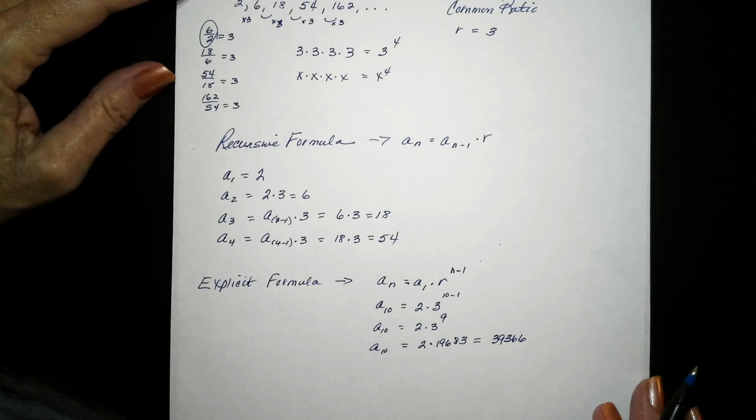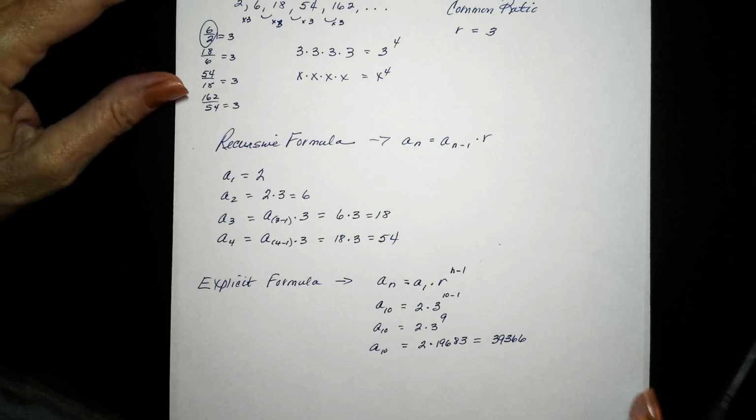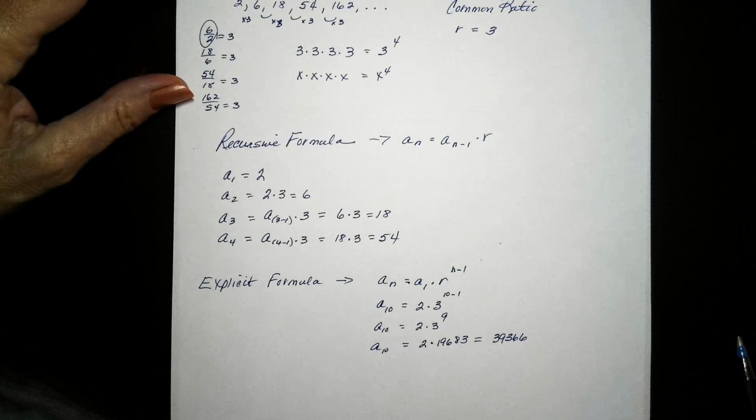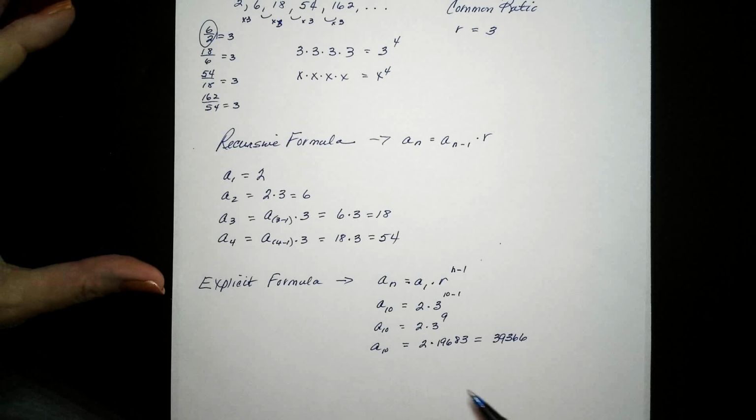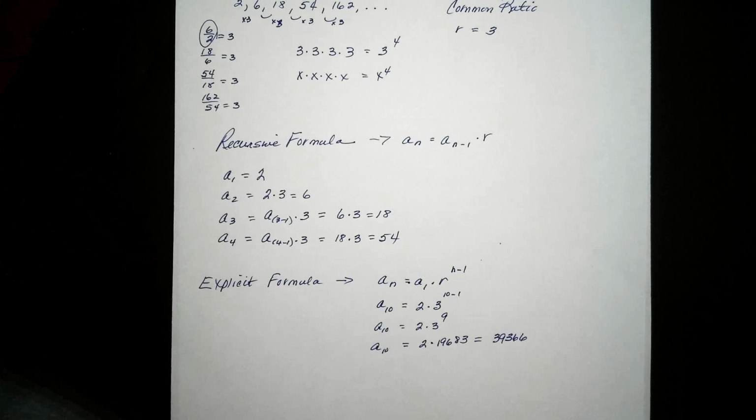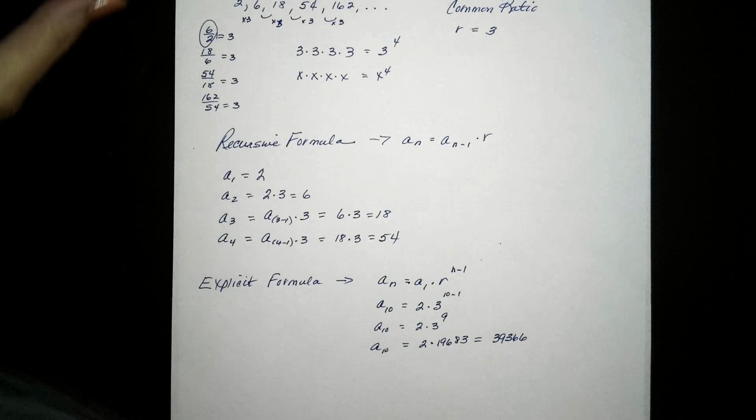Okay. Notice how much quicker my sequence grew. Okay, to go to 10, I went to 39,000. Where in my arithmetic sequence I would have only been going up by 3 or 4 each time, and it would have taken me a long time to get to there.